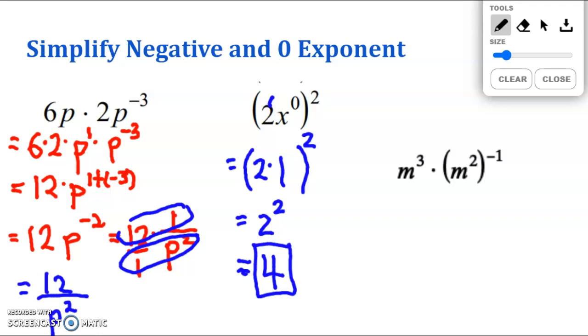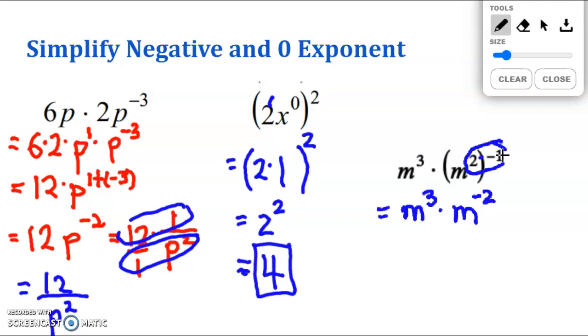Okay, so what I know is, according to the power rule, when something is being raised to a power and then raised to yet another power, and that is what it's doing, then we can actually just multiply this out, right? So this just becomes m to the power of 3 multiplied by m to the power of 2 times negative 1, which is just negative 2.